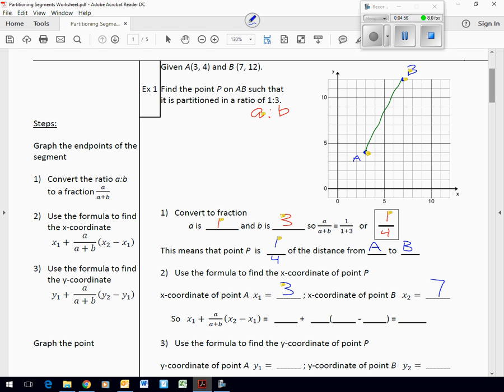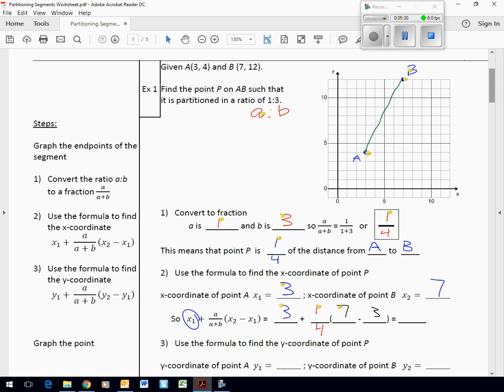Right? Not too much. I know there's a lot of moving parts to it. If you strictly follow the formula, this is pretty much foolproof. That's 3, plus, what did we just do up here? 1/4. What is the x2? 7. 7 minus what? 3. 7 minus 3. Okay, you can put that in your calculator.